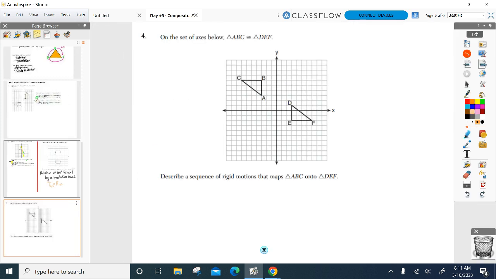Come on. I got another one here for you. Get A, B, C to D, E, F. Describe a sequence of rigid motions, translations, rotations. Remember, A's got to match up with D, B to E, C to F. Ah, you guys are talking today. I like it.